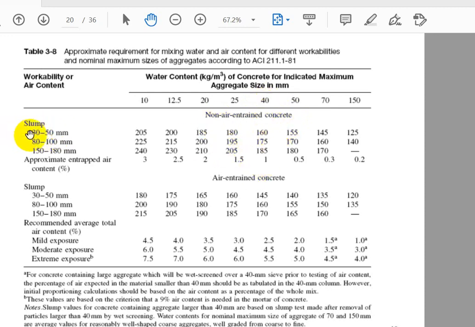So the slump in this case, the one we have in the example is 30 to 60, and the ones we have in the tables are 30 to 50, 80 to 100. So the one we need is the 30 to 50 because it's the only one that matches the requirement. We cannot take the 80 to 100 because it exceeds the requirement. So 30 to 50 and corresponding to 40 mm for the aggregate size. It is non-air entrained, so that's it. It's 160.